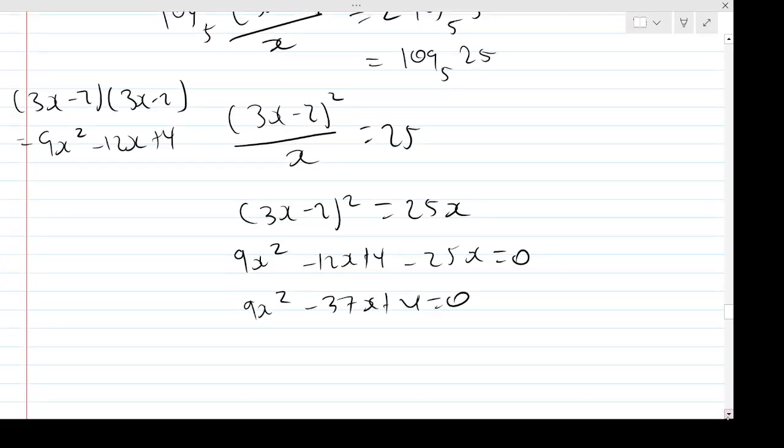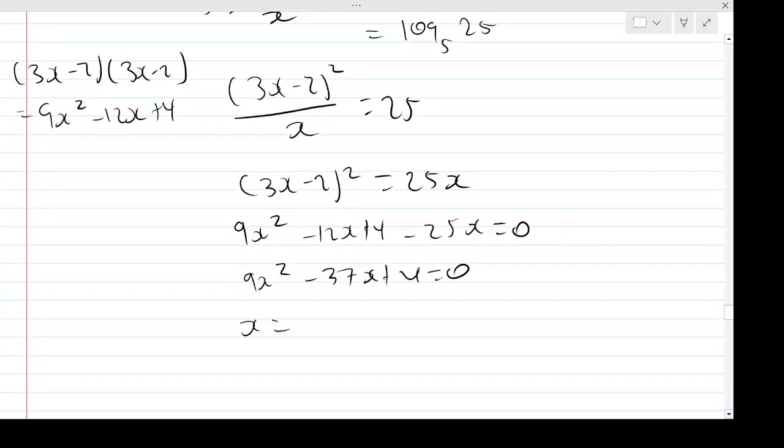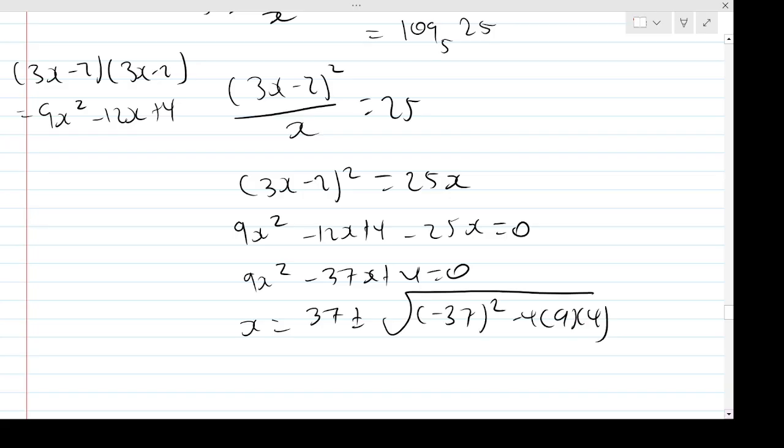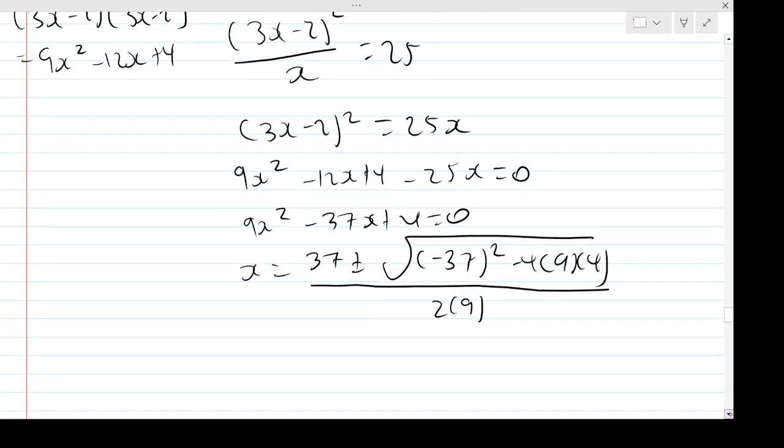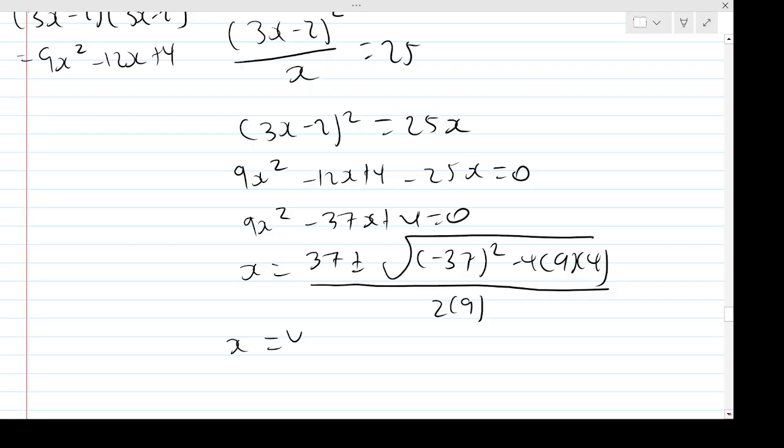And so at that point I'm going to use the formula, so x is going to be 37 plus or minus the root of minus 37 squared, take away 4 lots of 9 of 4, divided by 2 lots of 9. And so that would be, if I put that in the calculator, I get 4 or a ninth. Those are my two roots, but I need to check as well, right?